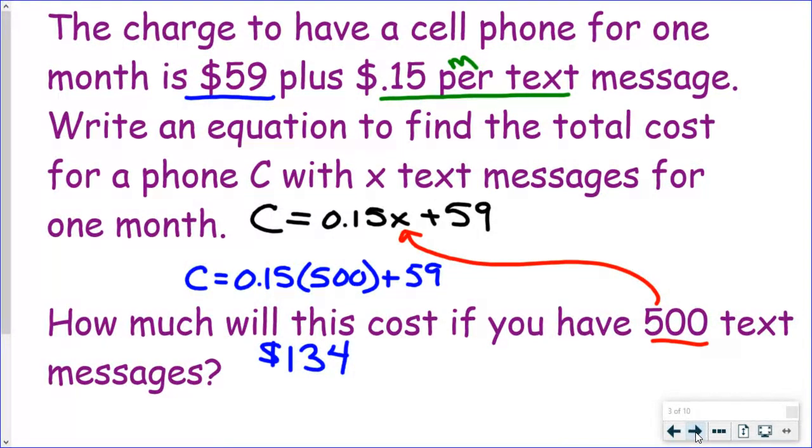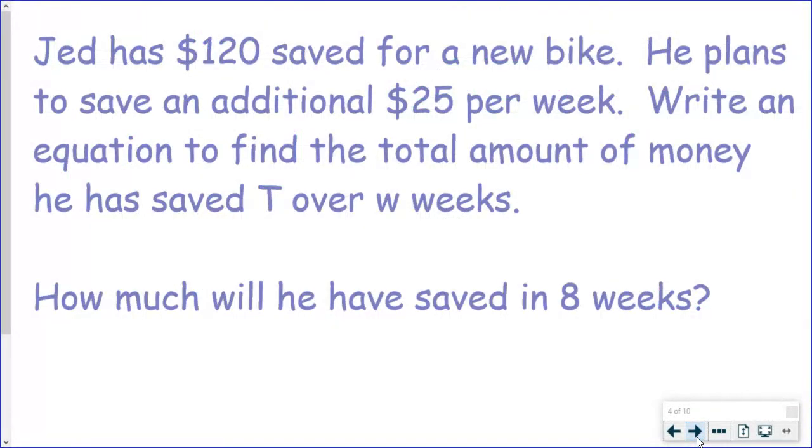Okay. Hope everything's going well so far. Next, Jed has $120 saved for a new bike. He plans to save an additional $25 per week. I see the word per again. I think that's my slope. Write an equation to find the total amount of money he has saved over w weeks. So he saved $120 so far, plus $25 per week. T is the total amount.